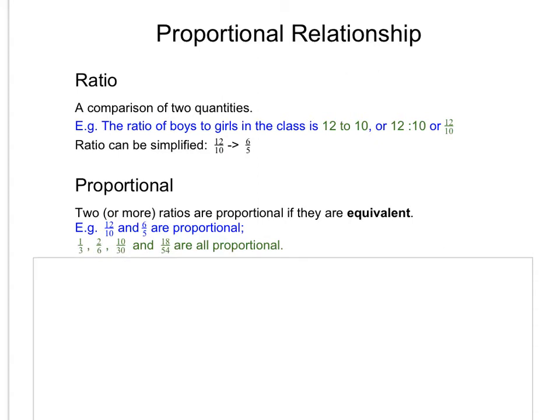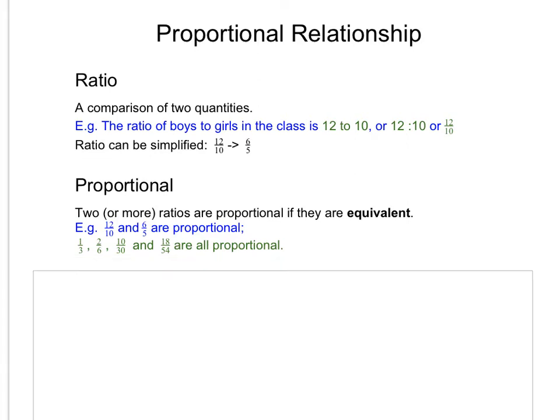Another example, I have four ratios here, and all of them are equivalent to one another. 1/3 is the same as 2/6, same as 10 over 30, same as 18 over 54. So I can simplify all of them and reduce to the lowest term, which is 1/3. So all of them are equivalent. So all these ratios are proportional.